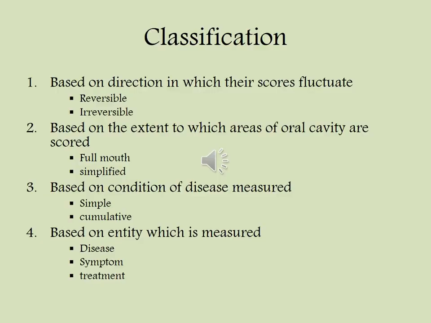Indices are classified broadly under 4 categories depending upon either the reversibility, the extent of the oral cavity examined, or the entities. So we will see one by one the different classifications of index. The first one is based on the direction in which the score fluctuates. The indices are classified as reversible index and irreversible index.